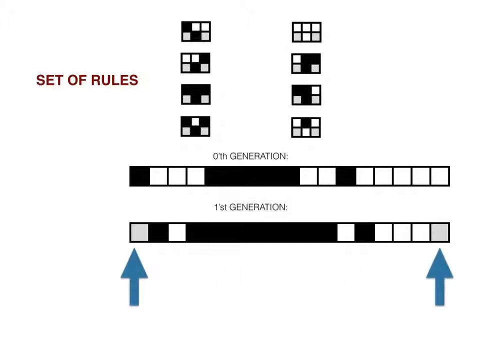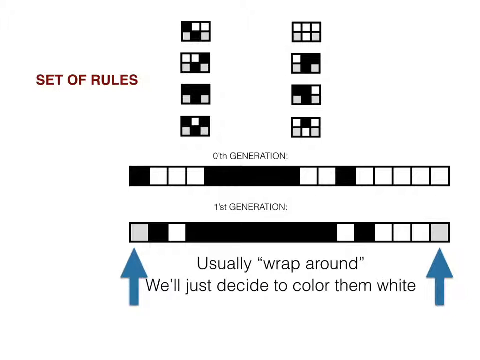You'll notice that we left the two end cells uncolored. And I said before, we don't leave any cells uncolored, so we have to decide what to do with them. Well, usually what mathematicians do is what's called a wraparound. That means we look at the whole row as if it's like a bracelet or a donut. It's connected back to front. But we won't bother doing this time. We'll just decide to color them white. And that's really it. We've got now the first generation.